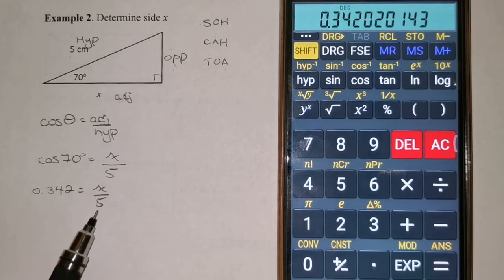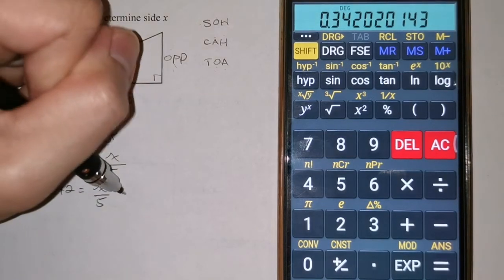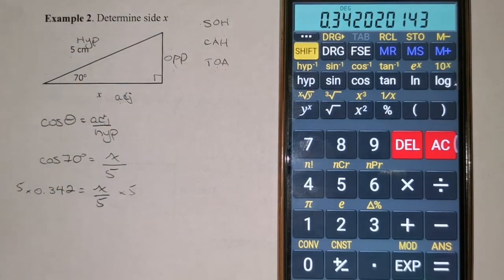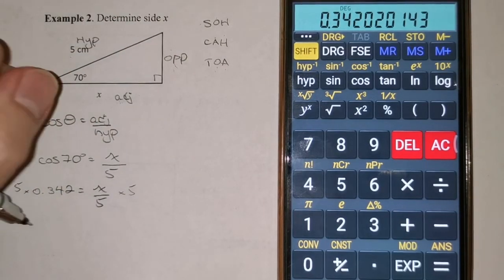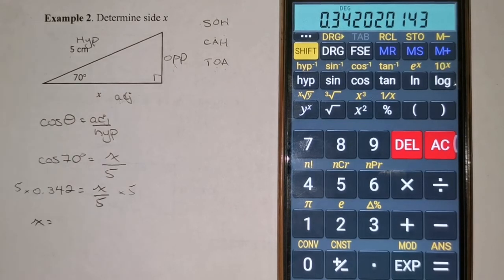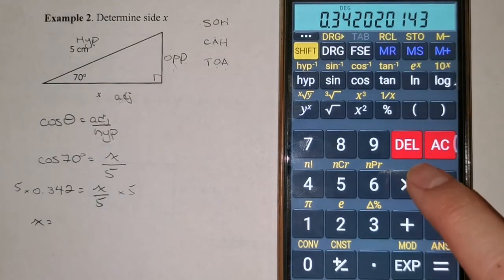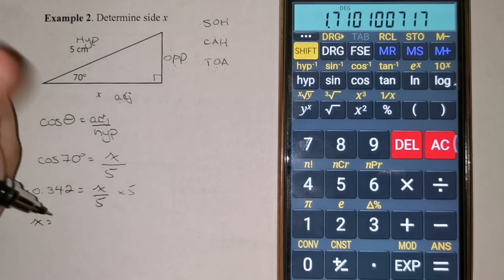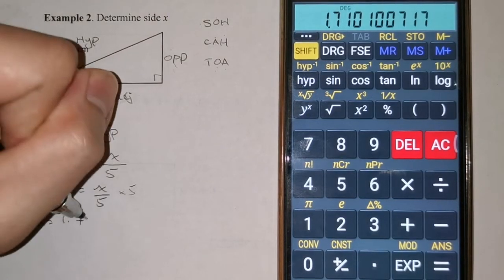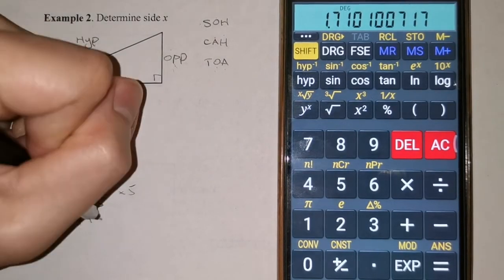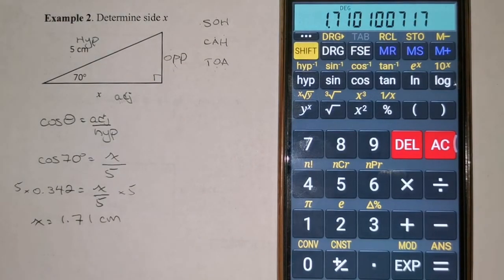Now I want to solve for x. That means we have to get rid of the 5, which is dividing. So here I can just multiply by 5 and get 1.71 centimeters.